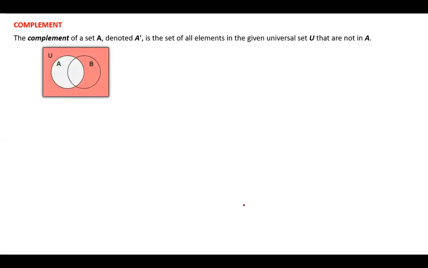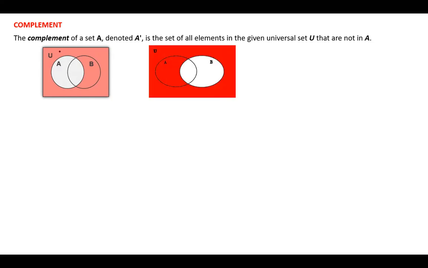This is how your A complement will look when you have been taught to shade. If they tell you to shade A complement, this is how you shade it. You shade everything except A. Let's proceed. This is another definition: this one here is B complement. We're shading everything apart from B.